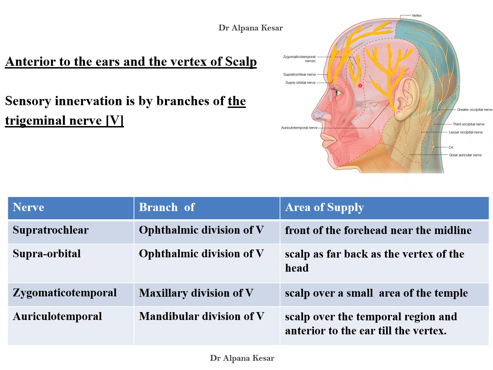The zygomaticotemporal branch is a branch of the maxillary nerve which supplies a small area of the scalp over the region of the temple. A large lateral part of the scalp over the temporal region is supplied by the mandibular division of the trigeminal nerve through its branch called the auriculotemporal.